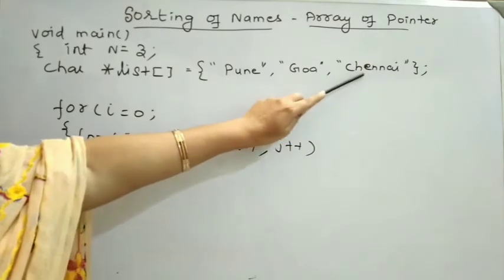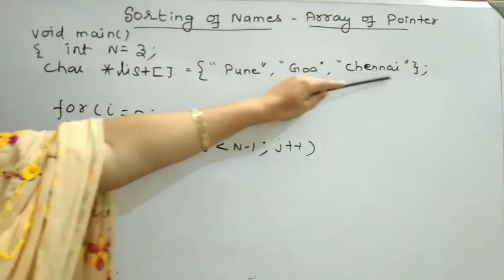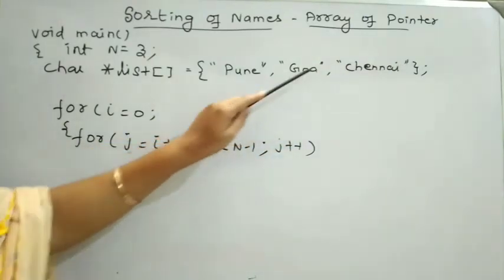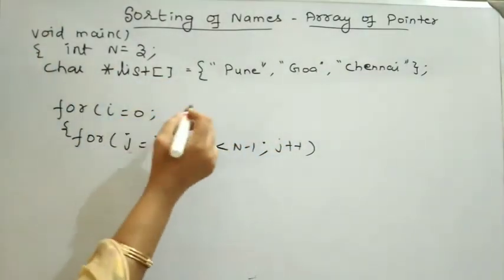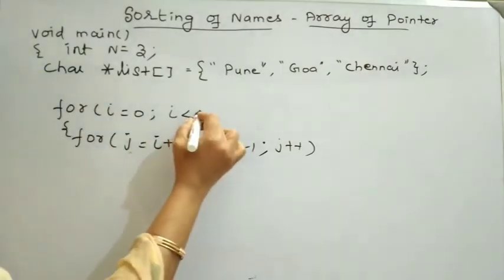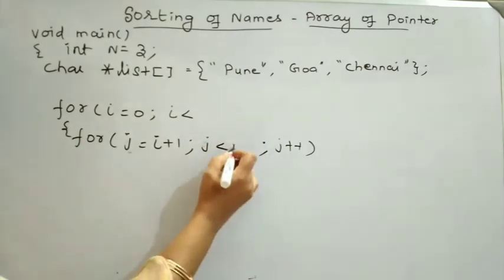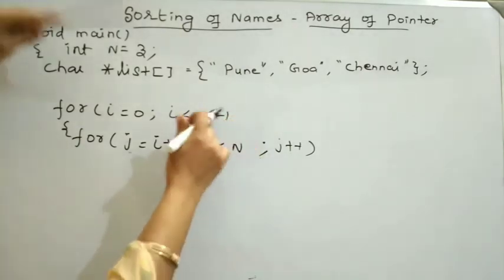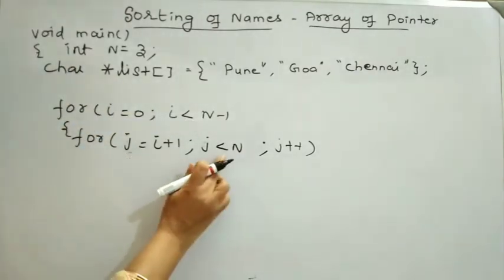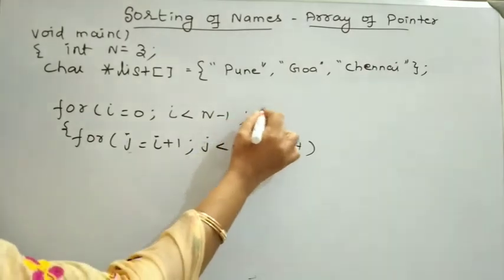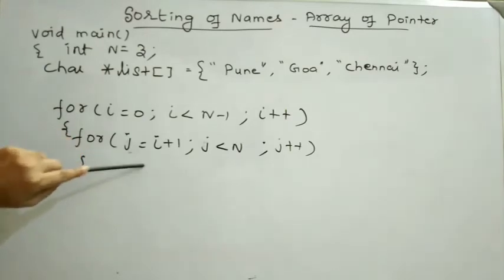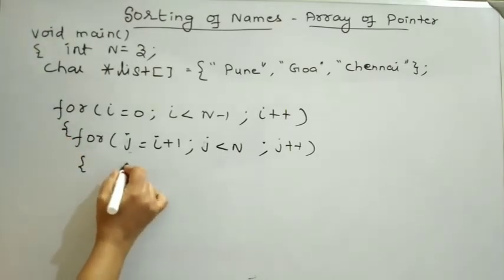Why not the last element? If I move to the last element, I don't have any subsequent element to be compared. So I am stopping at the last but one element. So i is less than n minus 1, and j is less than n, so j goes up to the last element. I is incremented by 1 each time. Within this for loop, I need to start the comparison procedure.